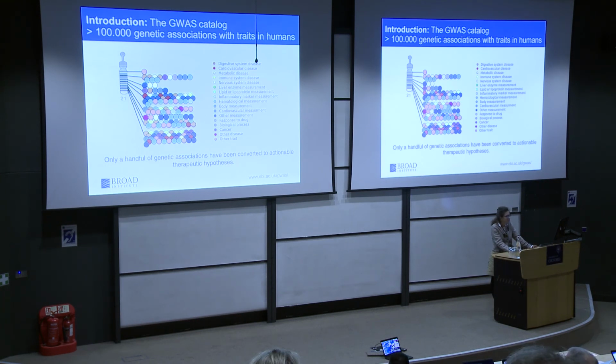Certainly not a lot to add in terms of GWAS discoveries, speaking after Eric and Mark, but the bottom line is that GWAS have been incredibly successful in identifying over 100,000 genetic associations that are robustly associated with diverse traits and diseases in humans. And that is in sharp contrast to the fact that only a handful of those have been converted to actionable therapeutic hypotheses. So the question is, why is that the case?